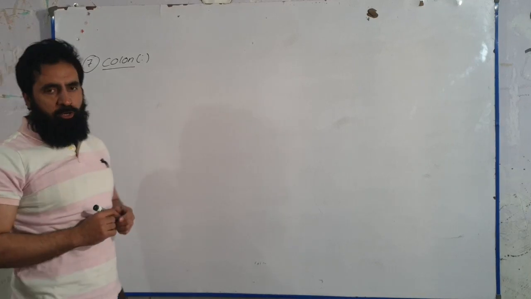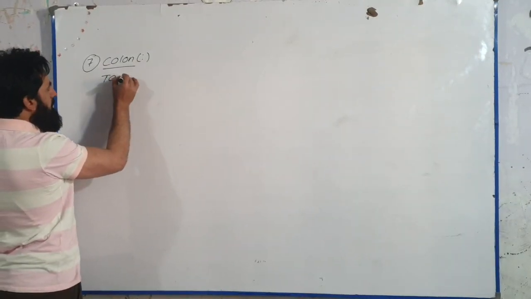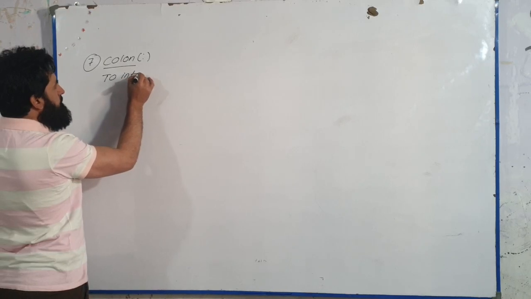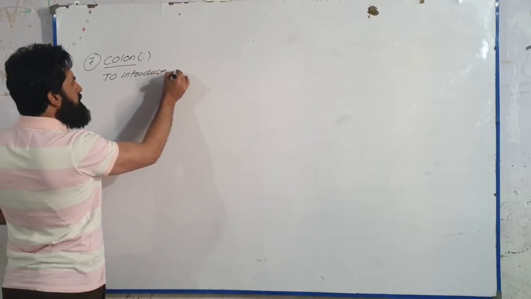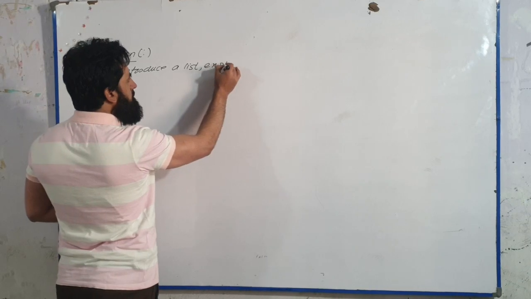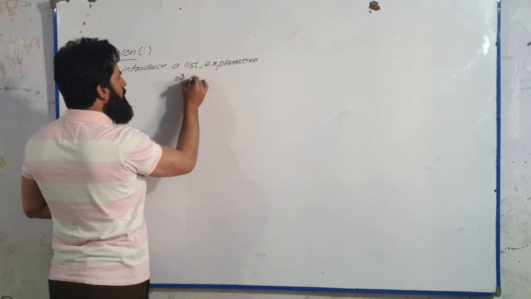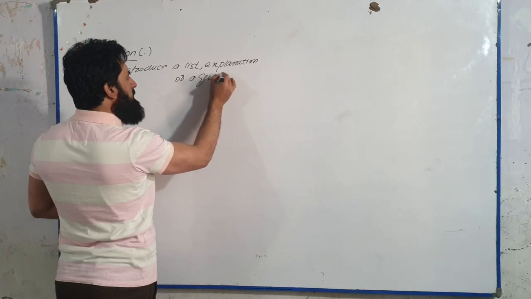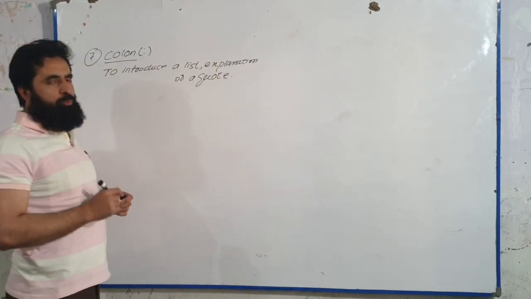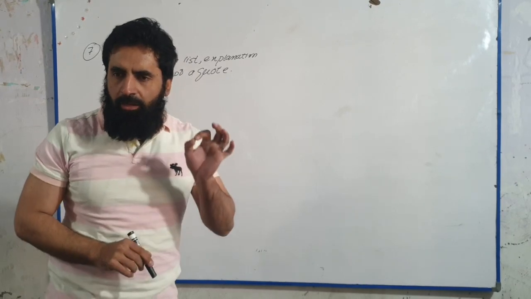Where do we use this colon? We use this colon to introduce a list, explanation, or a quote. So for this we use what? For this we use the 7th punctuation mark, जो कि क्या है? जो कि है आपका colon.